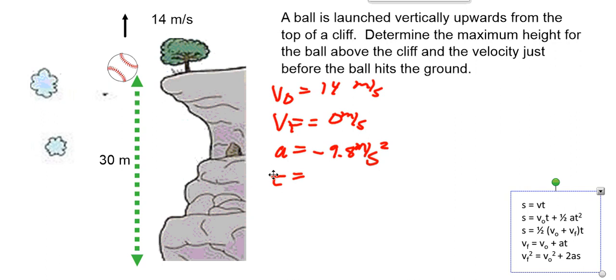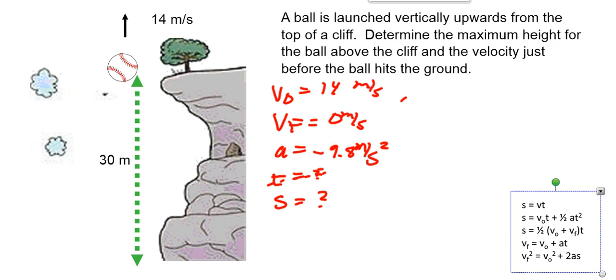Time is equal to a question mark, but we actually don't need that one, so we can X that one out. Displacement is our real question. We really want to find out where the max height is, so that'll be our S variable there. So now we need something that does not have time in it, and it has v final, v initial, and displacement. That's going to be this equation here, v final squared equals v initial squared plus 2as.